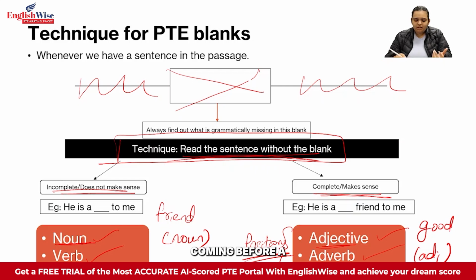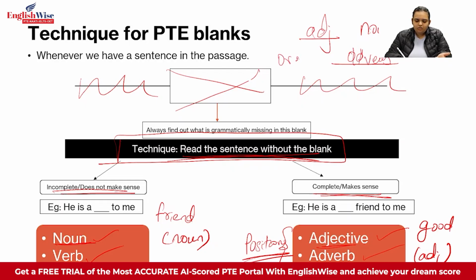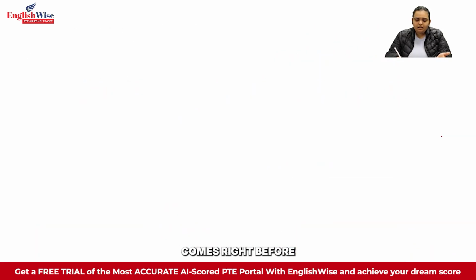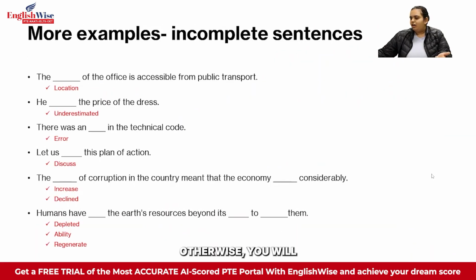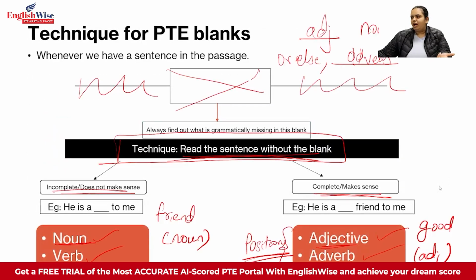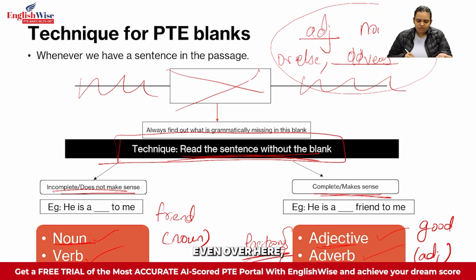Okay, if the blank is coming before a noun, that means you are missing an adjective. Otherwise you will be missing an adverb. So if the blank comes right before a noun, you are missing an adjective. Otherwise, you will be missing an adverb. Okay. So I hope now this part makes sense to you very well. Even over here, between a noun or a verb, if a noun is already given to you, that means a verb is missing, or if the verb is already given to you, the noun is missing in the sentence.